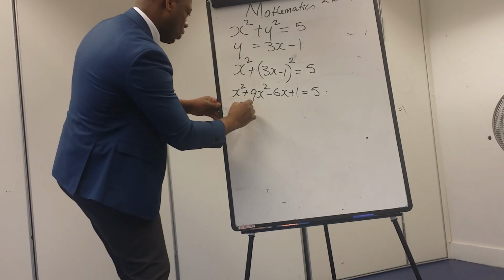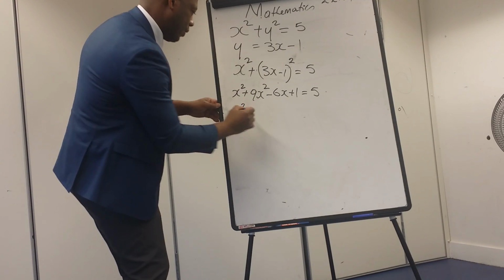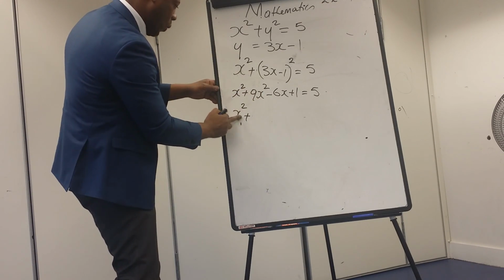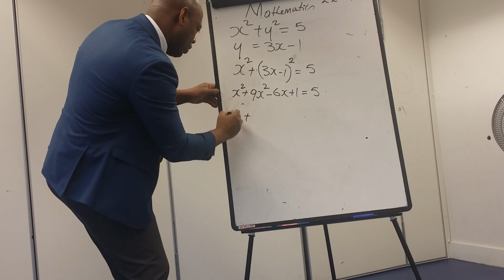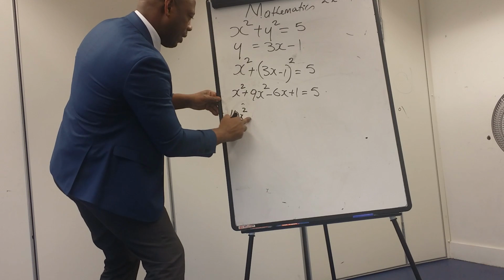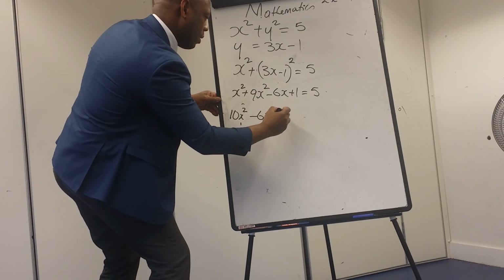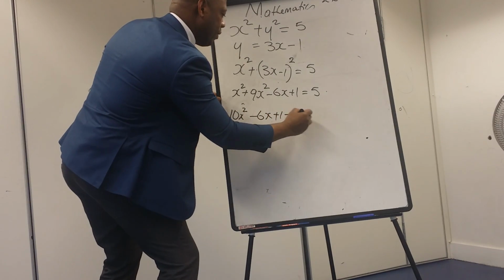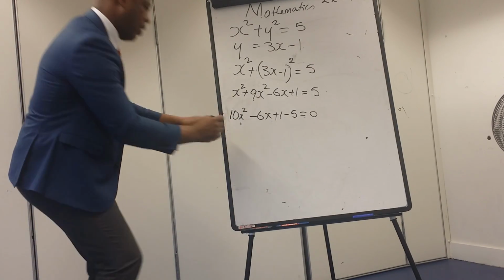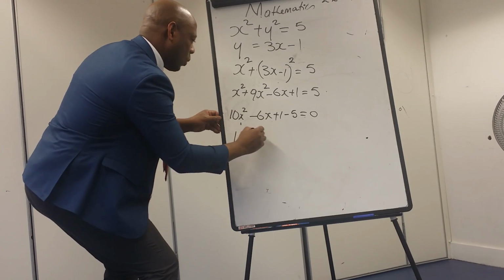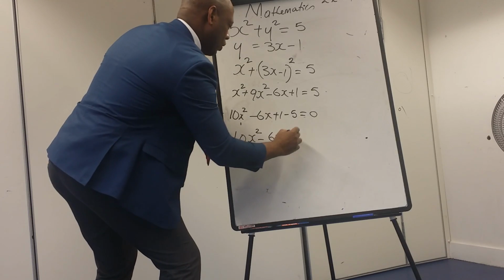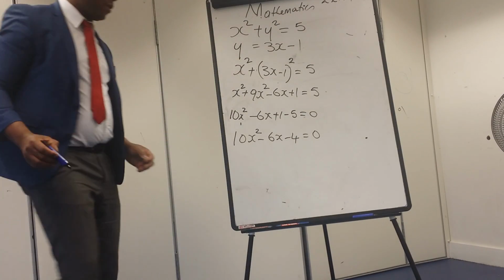So we have x squared plus 9x squared. As a matter of fact, x squared plus 9x squared is actually 10x squared. So we have 10x squared minus 6x plus 1, take away 5 is equal to 0. Okay? So now we can simplify this. So now we will have 10x squared minus 6x minus 4 is equal to 0.